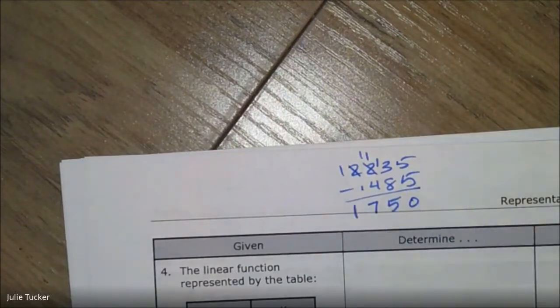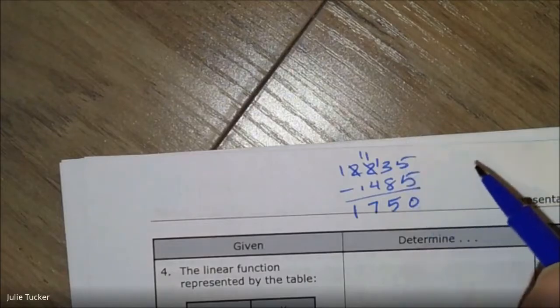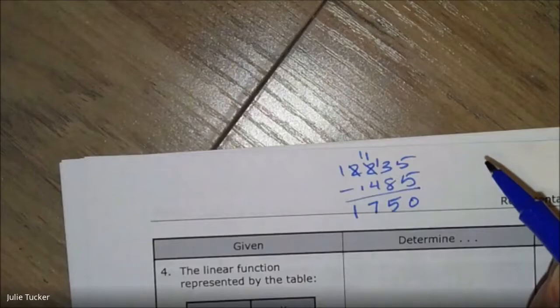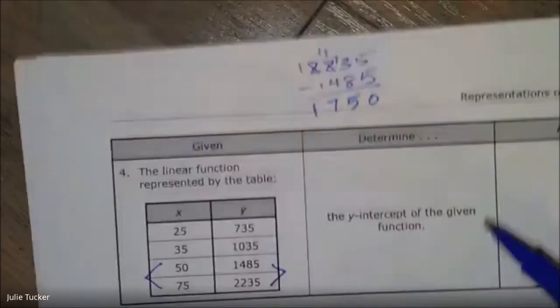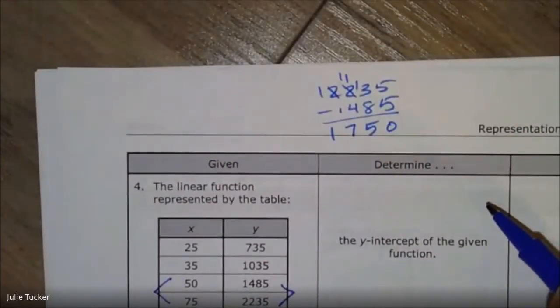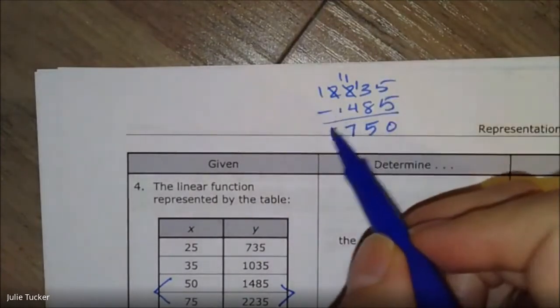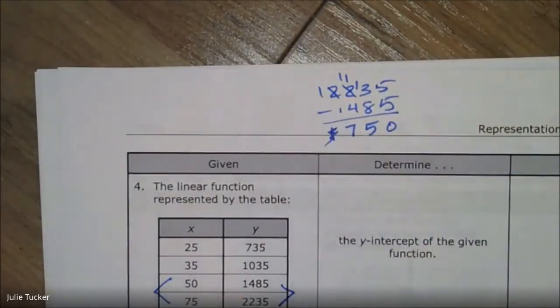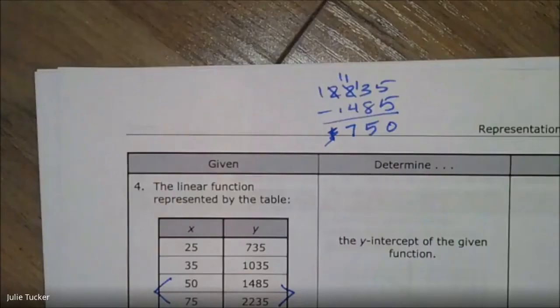2235 minus 1485. I got 1750. That does not make sense. Well, maybe that's right. Oh, wait. It should be 750, not 1750. Yeah, it's 750. Okay, it's 2,235.